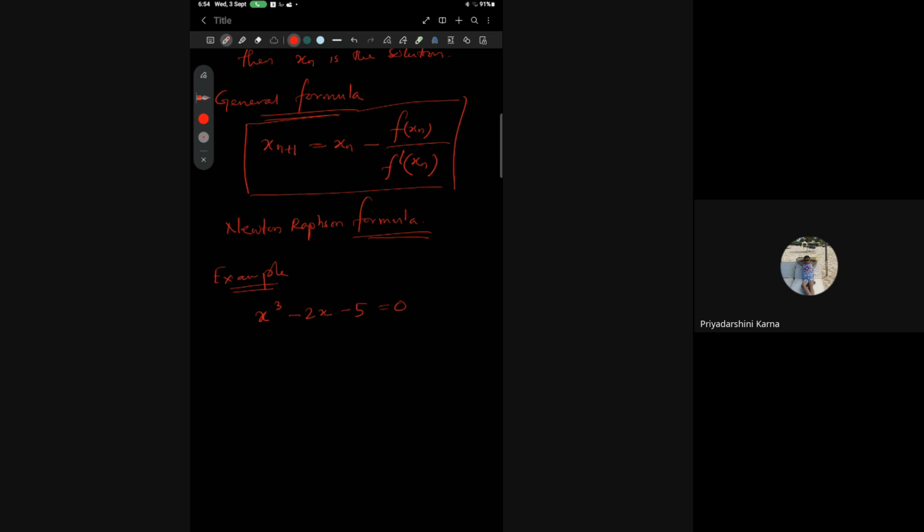So what exactly will we do? We'll write f of x. What is f of x now? To solve this, f of x is x cube minus 2x minus 5, isn't it? What is f prime x? F prime x means df by dx. It will be 3x square minus 2, right?